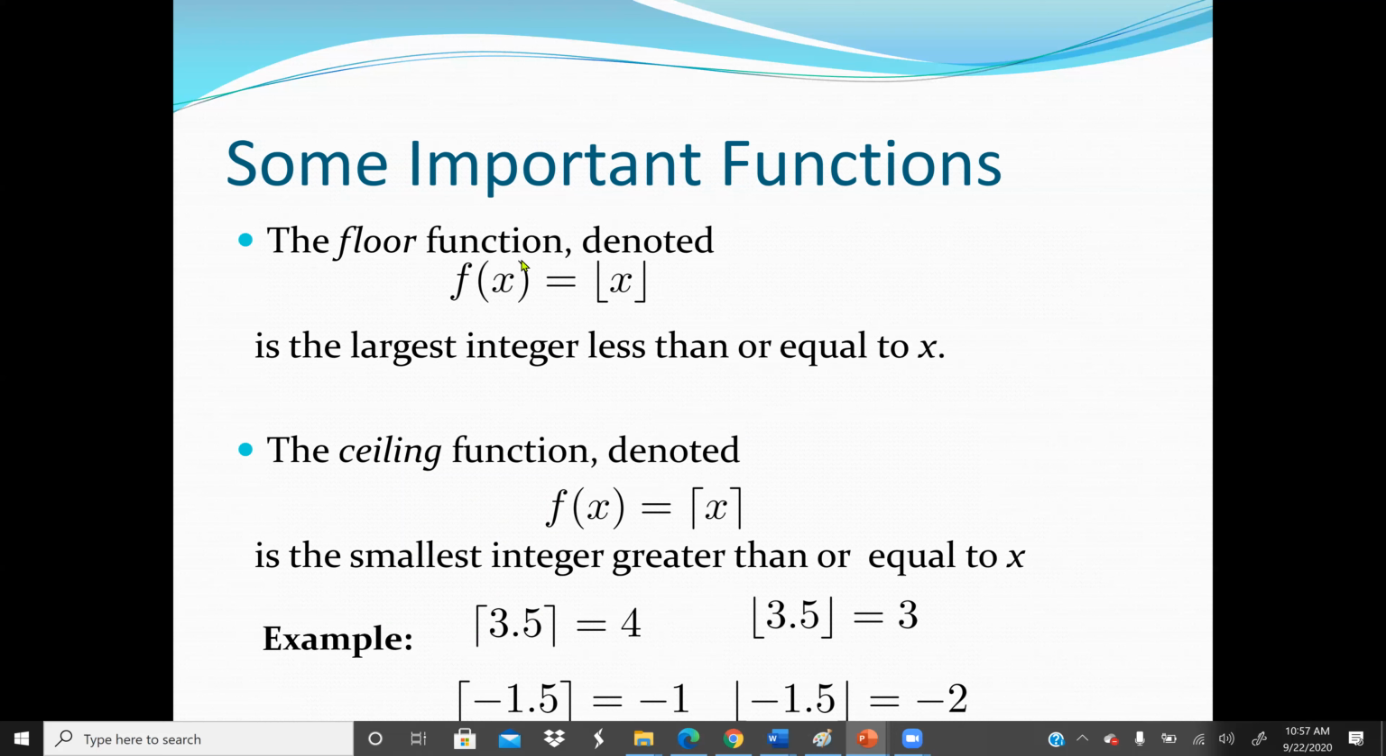We have a floor function, which is denoted by the symbol here, and is the largest integer less than or equal to x. The ceiling function also has its symbol, and is the smallest integer greater than or equal to x.